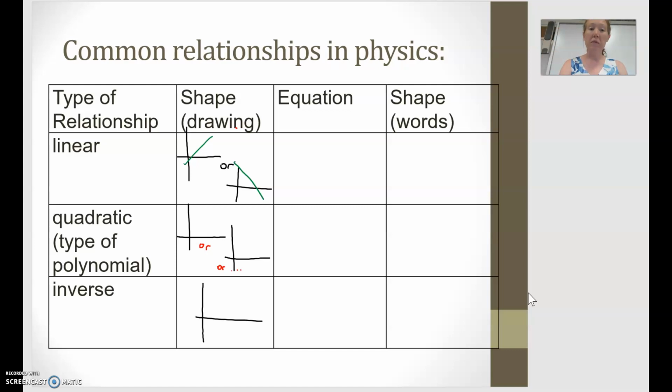And I am going to ask you not to use the word direct. I've seen students use the word direct to talk about lines with positive slope, but then I often get confused because they often use that word for quadratic too. So please nix that word in this class.